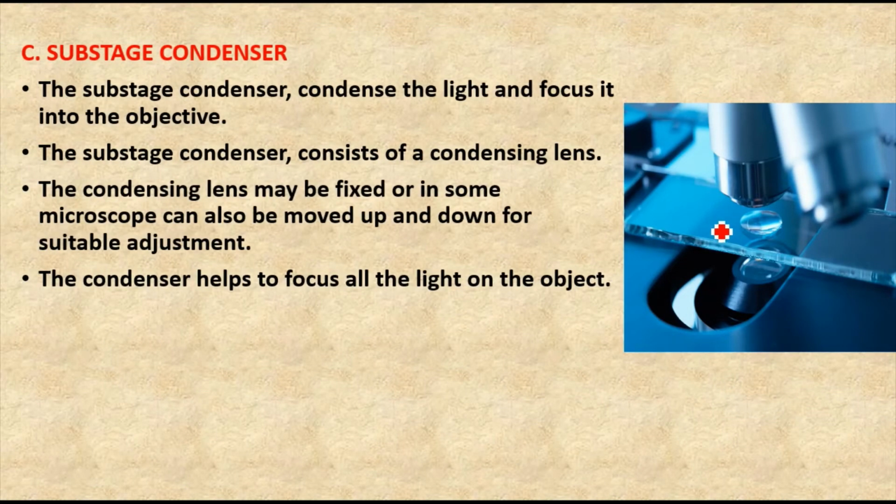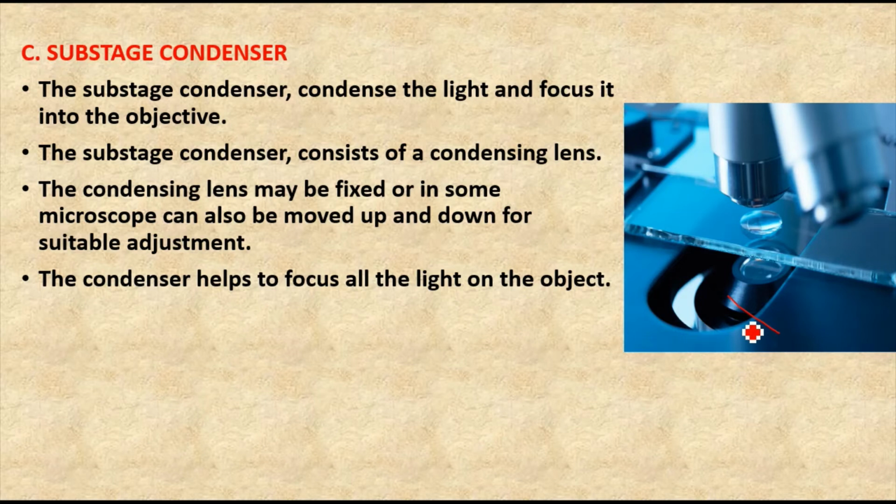So these are the first two main optical parts. Then moving to the next one, the substage condenser. This is the area of the substage condenser which you can see below the stage. The substage condenser condenses the light and focuses it onto the objective. So what is the main function of this condenser? It condenses the light and focuses it onto the objective.